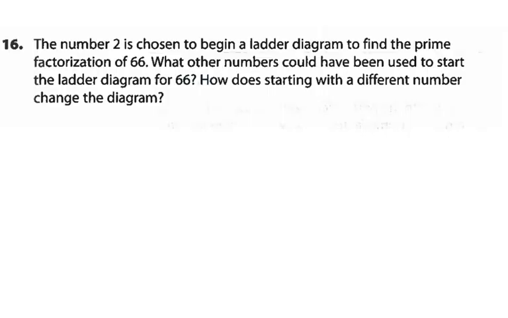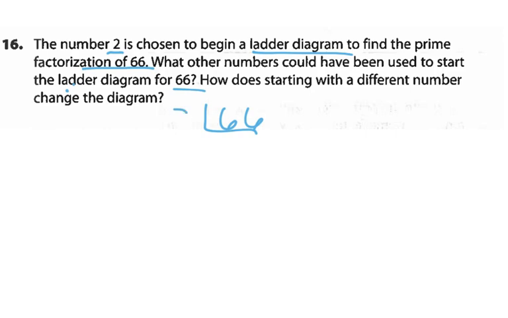Okay, so now we have this problem, and it says 2 is chosen. 2's prime, right? 2's chosen to begin a ladder diagram to find the prime factorization of 66. So 66, they start with 2. They want to know what other numbers could have been used to start this ladder diagram, and how does starting with a different number change it?